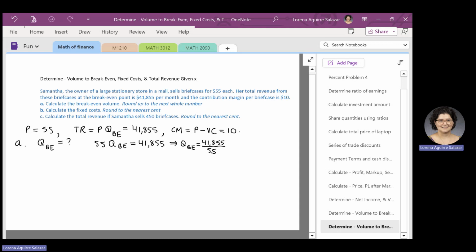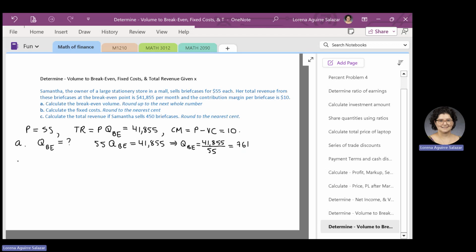And this division gives us the number 761. It's a whole number. There is no need to round up the answer to the next whole number. We have 761 briefcases that are sold at the break-even point when the business does not earn anything, does not lose anything either. So 761 is the answer to part A of this problem.